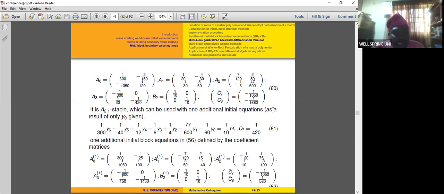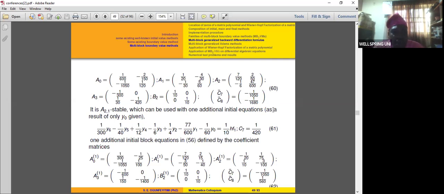And it is A21 stable, which can be used with one additional initial condition. Remember that we are dealing with a multi-block method. But the problem of interest comes with why not. Since it is two-dimension, we are expected to have y naught, y1 as our capital Y naught. So we still need to look for what? Y1, which is given in equation 61.